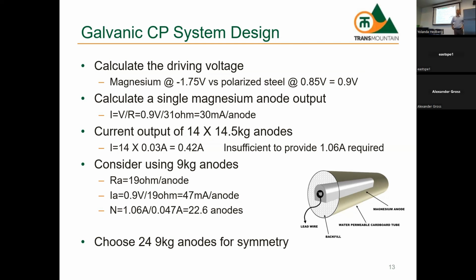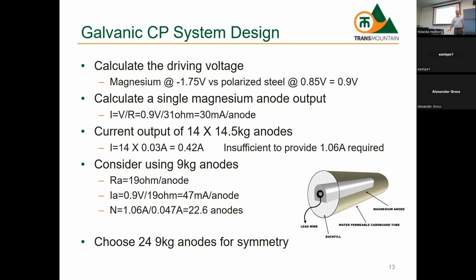Our intended design current was, does anybody remember, it was a long time ago? 1.06. Yeah, it's on there. We're trying to get 1.06 amps, and we're only getting 0.42. So now what do we do?